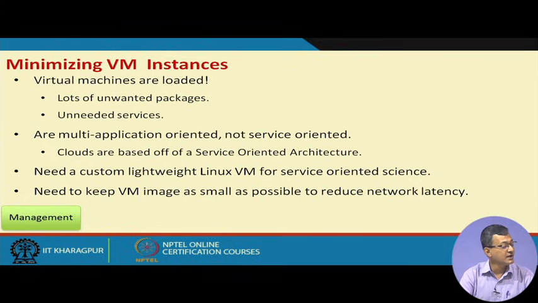We need to customize a lightweight Linux VM for service oriented services, right. So, we need to have a customized Linux VM. We need to keep the VM image as small as possible to reduce the network latency. If we have a smaller VM image, then while carrying it over the network, the latency will be minimized. So, these are different aspects.